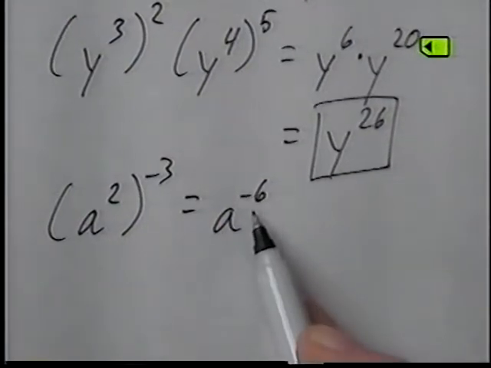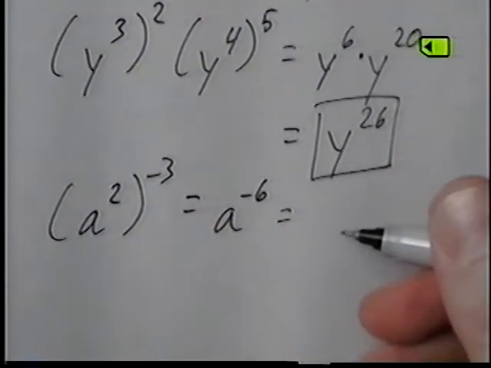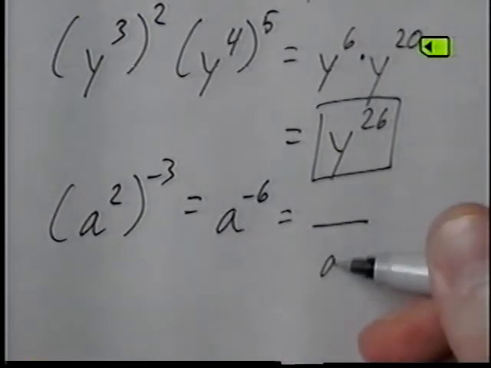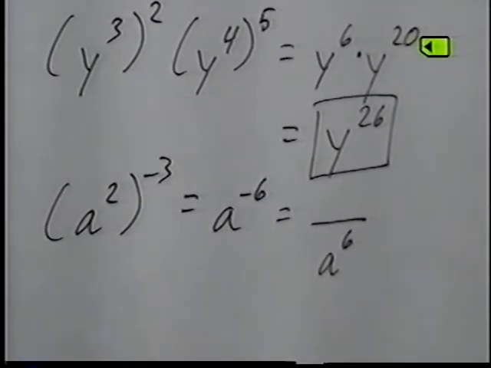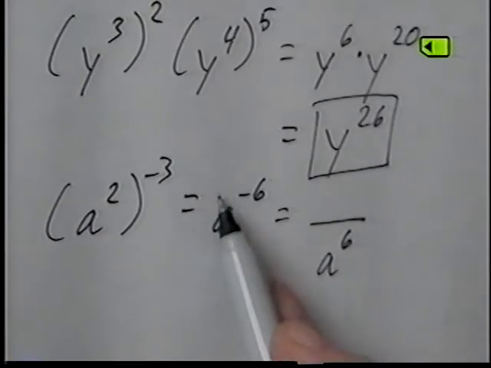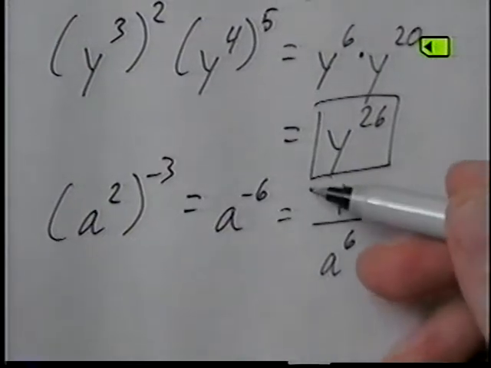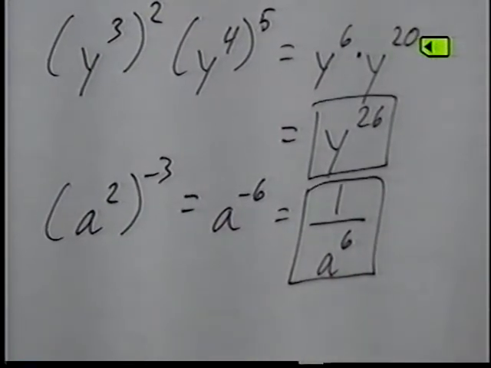And again, from previous sections, if you have a negative exponent, draw a fraction line. The negative exponent goes to the bottom and becomes positive. There's no term left on top. There is an imaginary 1 in front of the a. So your final answer is 1 over a to the 6th power.